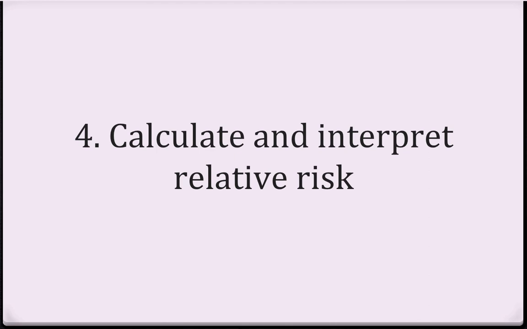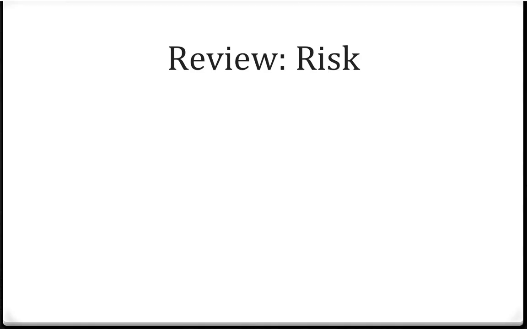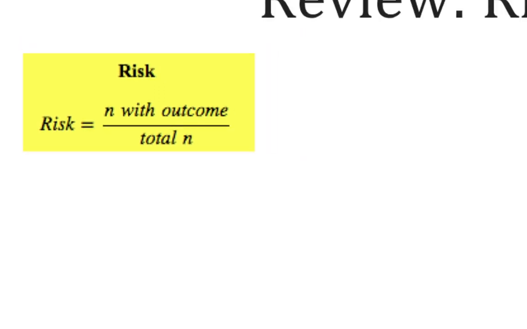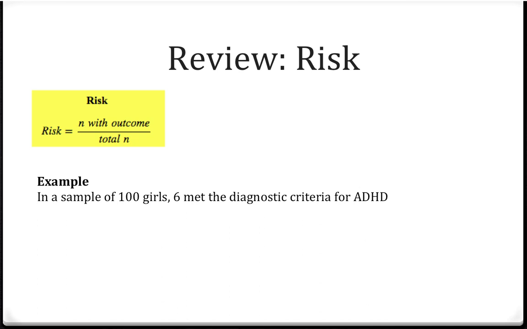The last learning objective is a relatively quick one. We'll calculate and interpret relative risk. Let's start with a quick review of risk. You saw this earlier in the course. Risk is essentially the proportion or probability. It's the number with the outcome divided by the total number. Quick example. In a sample of 100 girls, 6 met the diagnostic criteria for ADHD. To compute the risk for girls, we take 6, so the number with the outcome, divided by 100, the total number, and we get a risk of 0.06.